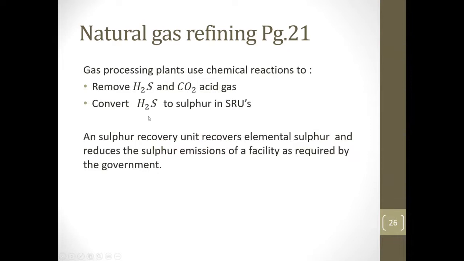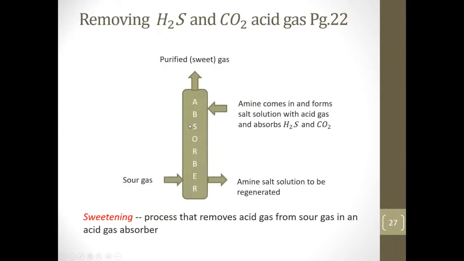So natural gas refining, the processes that we use to remove H2S and carbon dioxide acid gas, and also to convert the H2S into sulfur, which is a usable product, in SRUs, which are sulfur recovery units. The sulfur recovery unit recovers elemental sulfur and reduces the sulfur emissions of a facility as generally some type of regulation mandates.